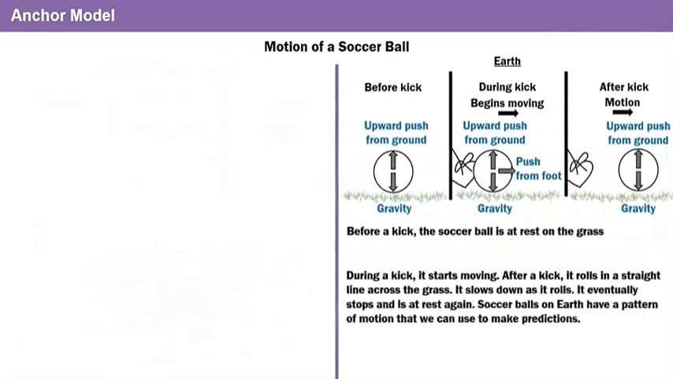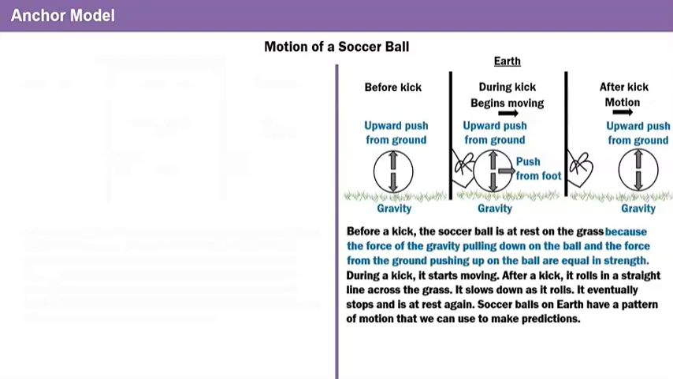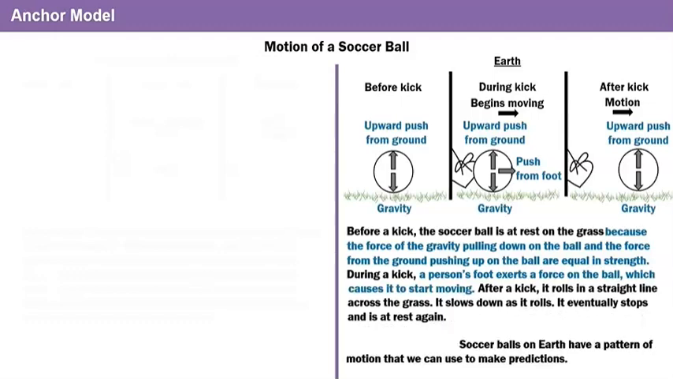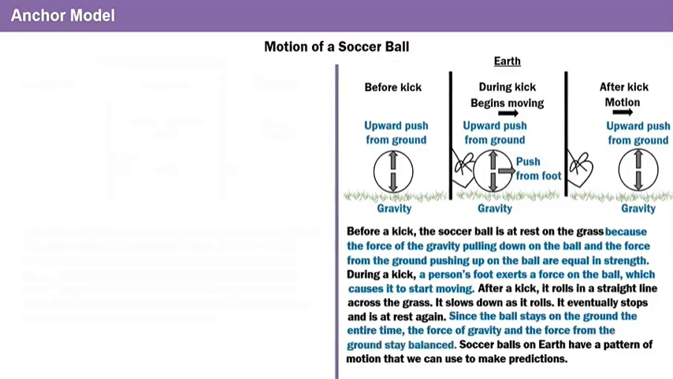We can add, before a kick, the soccer ball is at rest on the grass. Because the force of gravity pulling down on the ball and the force from the ground pushing up on the ball are equal in strength. Now that we know more about what happens during a kick, let's add that during a kick, a person's foot exerts a force on the ball, which causes it to start moving. We also now know about gravity, so we can add a sentence that says, since the ball stays on the ground the entire time, the force of gravity and the force from the ground stay balanced.